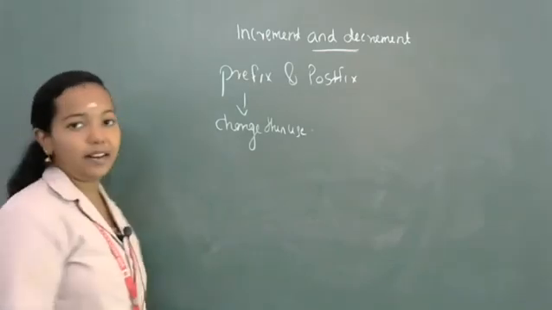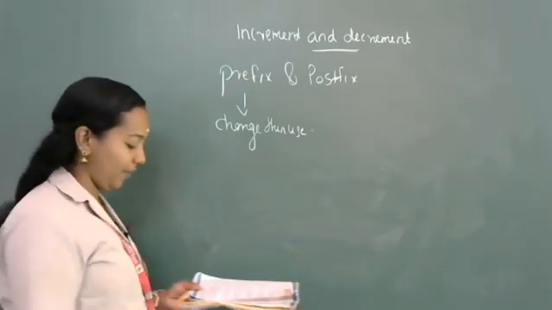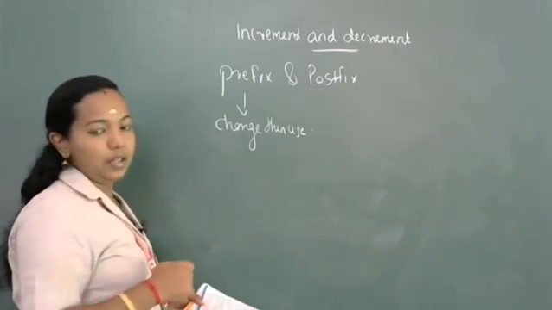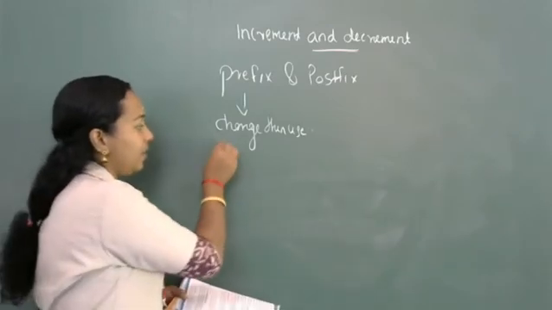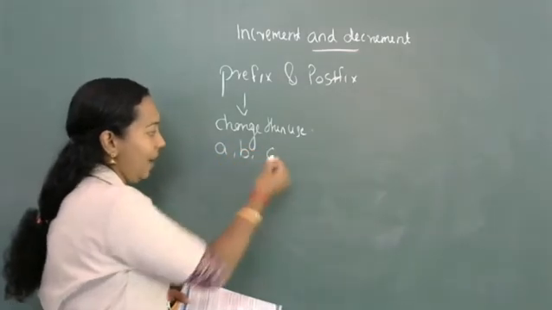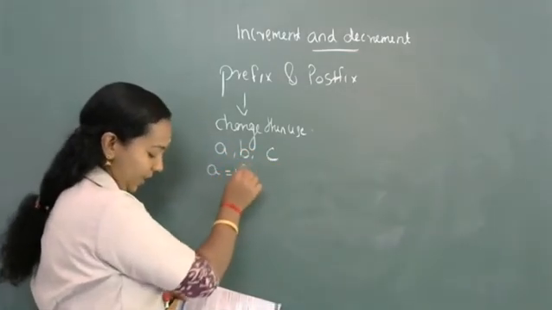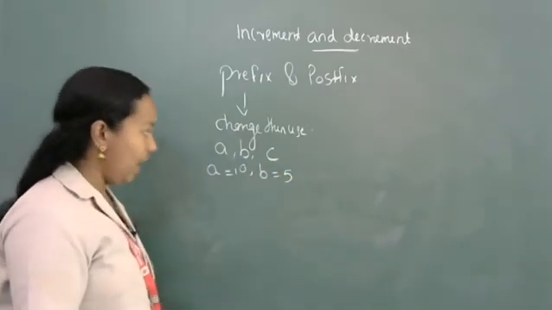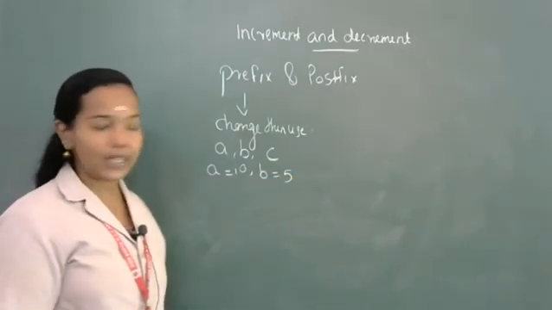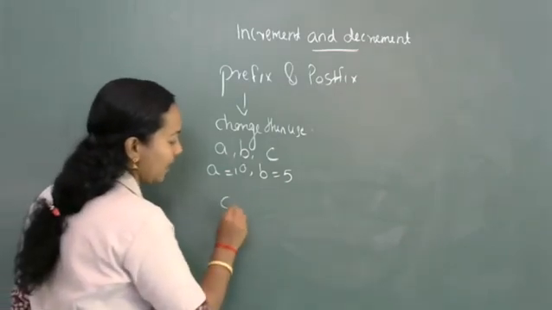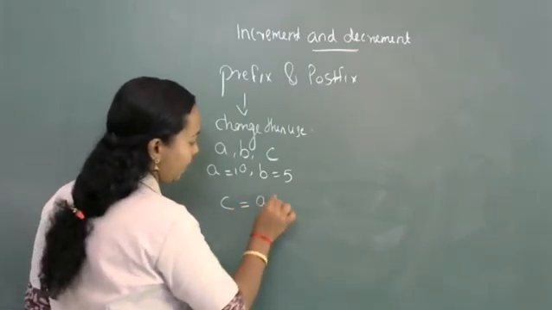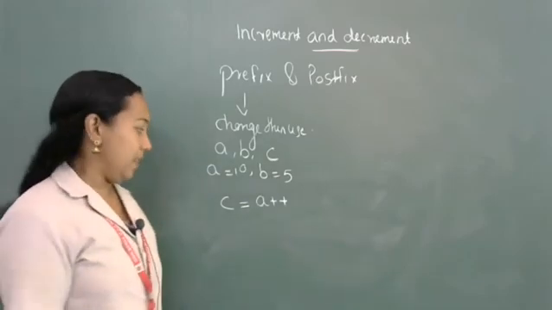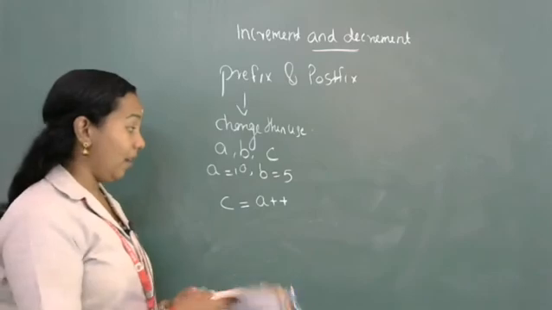I will explain the working of prefix with the help of an example. Here there are three variables a, b and c. Here a equal to 10 and b equal to 5. Then I am going to write the expression c equal to a plus plus.